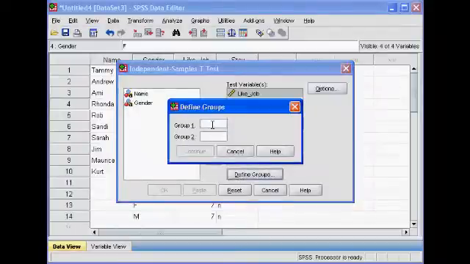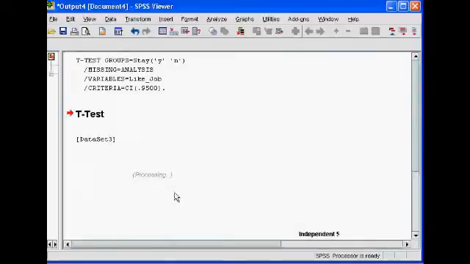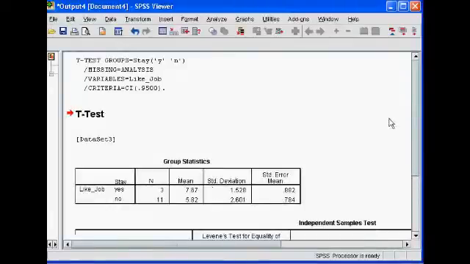And I have two groups, people who said they would stay, indicated by a Y here, and people who said they would not stay, indicated by an N for no. And here's my output. Only 3 of the 14 people said they would stay, and the mean rating they gave was 7.67. 11 people said they would not stay, and the mean rating they gave when asked whether they liked their jobs was 5.82.